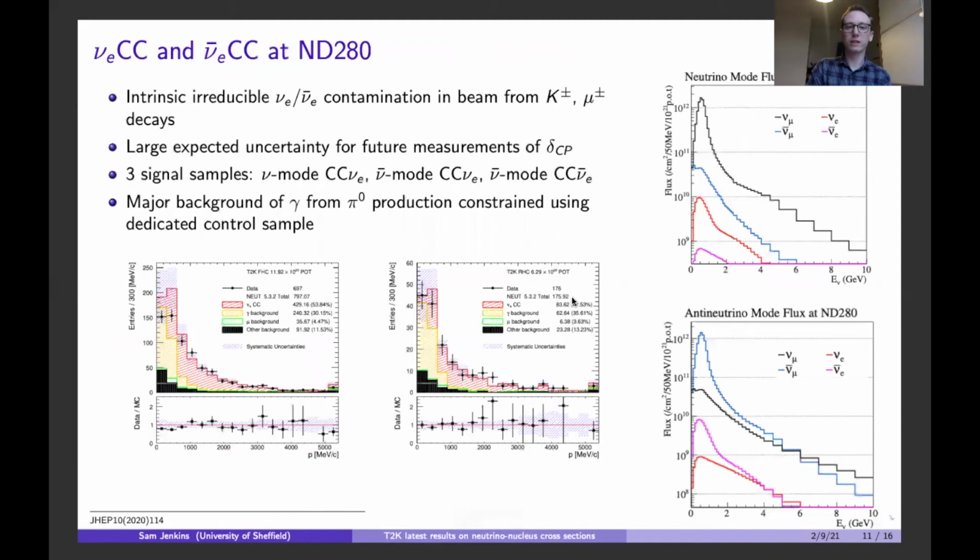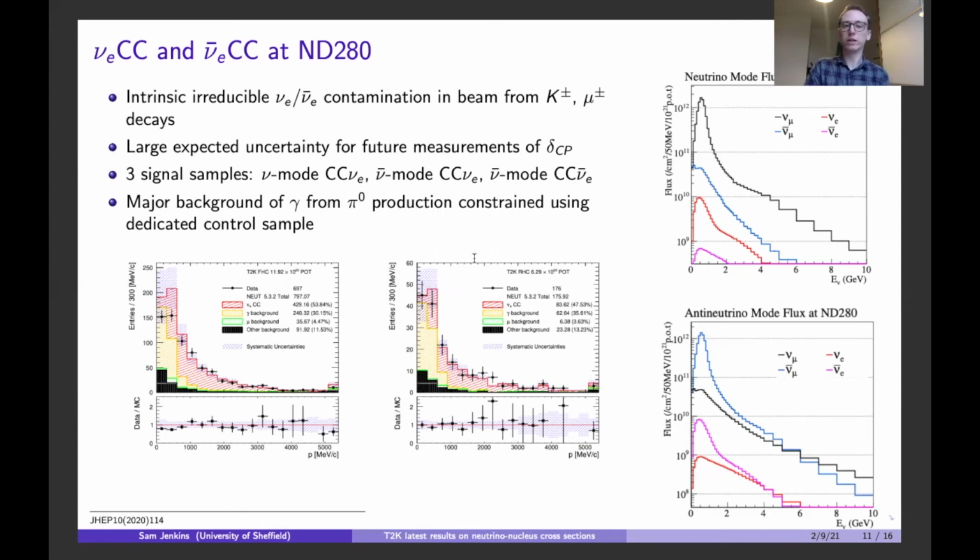Looking instead at the electron neutrino measurements, in our muon neutrino and anti-muon neutrino fluxes, you can see here the beam has an intrinsic irreducible contamination from both electron neutrinos and electron antineutrinos, which come from the decays of K mesons and muons in the beam. This is expected to cause a large amount of uncertainty for future measurements of delta CP. So again, it's important to try and understand the cross-section of this.